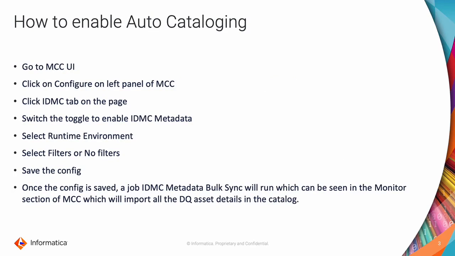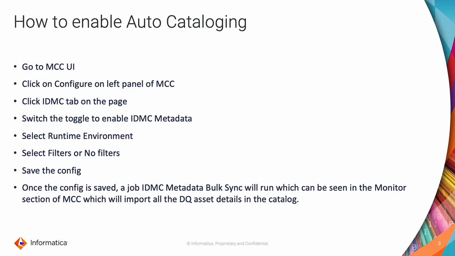So how to enable auto-cataloging? This is a similar process to what we have previously done for Cloud Data Integration. First we go to the MCC UI and click on Configure on the left panel of MCC. Then there's an IDMC tab on the page; you have to click on that. Then we switch the toggle button to enable the IDMC metadata and select the runtime environment. Then we add the filters, like the folder path for which we want CDQ auto-cataloging, or no filters will also do, which will select all the folders. After this we save the config.